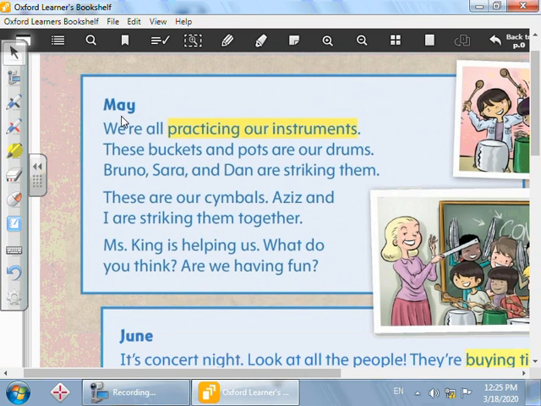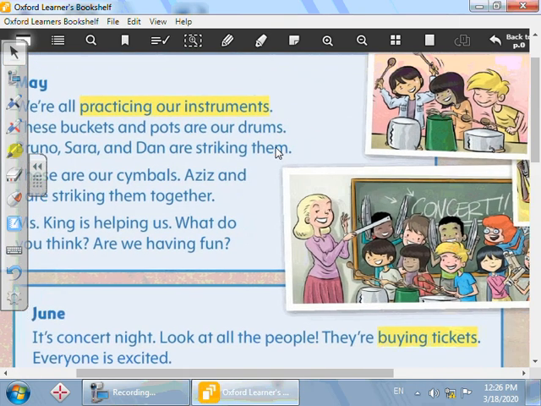Raise your finger, put it down, and point at the first word here, May. We are all practicing our instruments. These buckets and pots are our drums. Bruno, Sarah, and Dan are striking them. So here are Bruno, Sarah, and Dan.